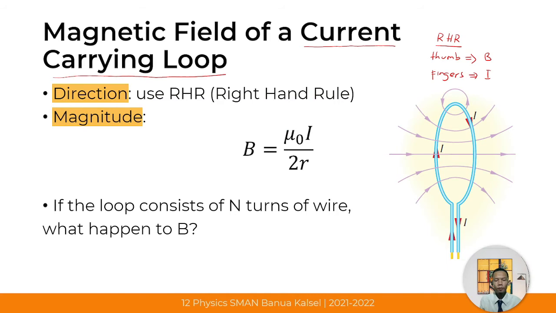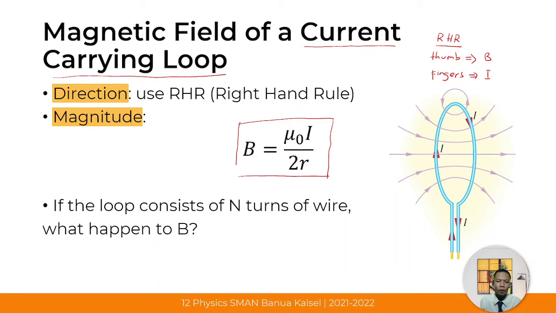Just reverse it, make it easily. And then the magnitude is B equals mu 0 I per 2R. Almost the same as the long straight wire, but here we don't have pi, so 2R. The others are the same: B in Tesla, mu 0 is 4 pi times 10 to the power of minus 7, I is the electric current, R is the distance or the radius.